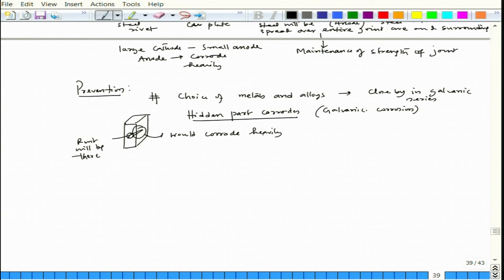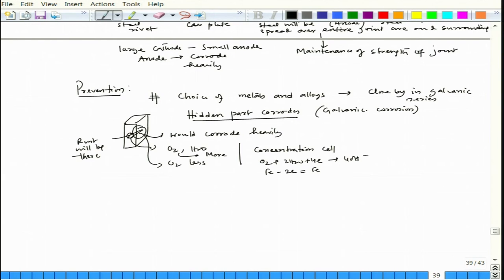heavily. Same logic: outside is getting oxygen and H2O, inside also it is not possible to avoid oxygen or moisture access. But the oxygen and moisture would be very low. So, oxygen inside is less, and outside it is more, again a concentration cell. So, this concentration cell is basically the same as what we had in the case of the rainwater example. Outside we will have this reaction. Inside, since oxygen partial pressure is less, this reaction would happen.